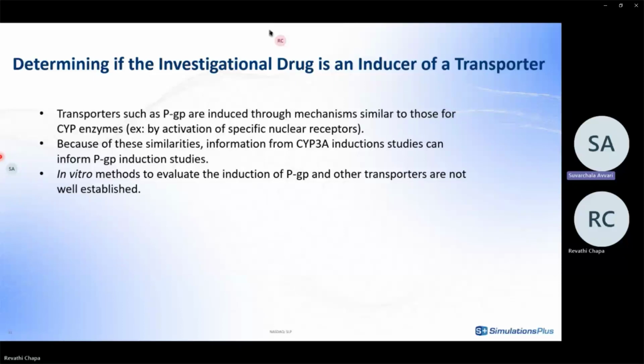And because of these similarities, information from CYP3A induction studies can inform about the PGP induction studies, and also the in vitro methods to evaluate the induction of PGP and other transporters are not well established. So we don't see a lot of emphasis on the induction of the transporters in most of the regulatory guidances.